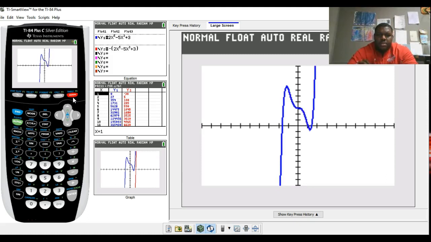Parent function, and then the reflection. There we go. See how this reflected down? That reflected down. Because this is going down, it reflected up. That tip right there reflected up. This end reflected down. Reflecting across the y-axis just flipped it.